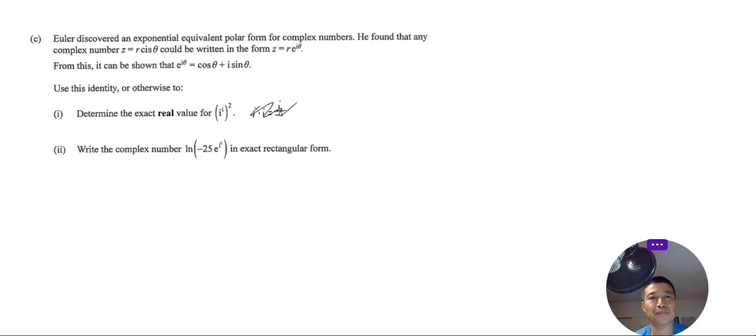First of all, Euler is my favorite mathematician. He contributed so much to math.